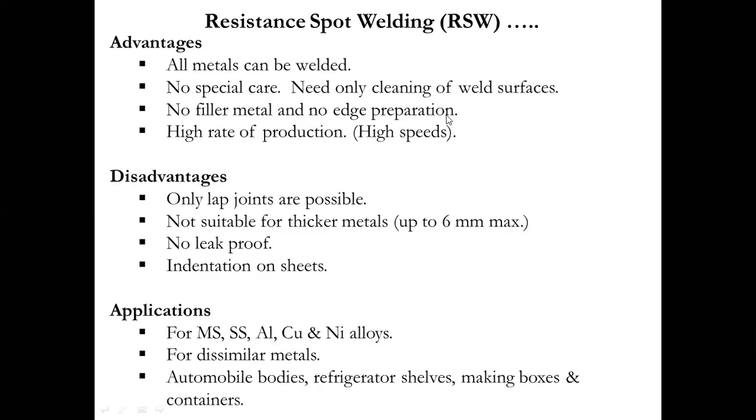Then comes the advantages and disadvantages. Disadvantage is only lap joint. Advantages, any dissimilar metals you can weld. Disadvantage is only thin materials, up to 6 mm only it can weld. Applications are mild steel, stainless steel, aluminum, copper and nickel alloy. Dissimilar metals you can also weld by spot welding.